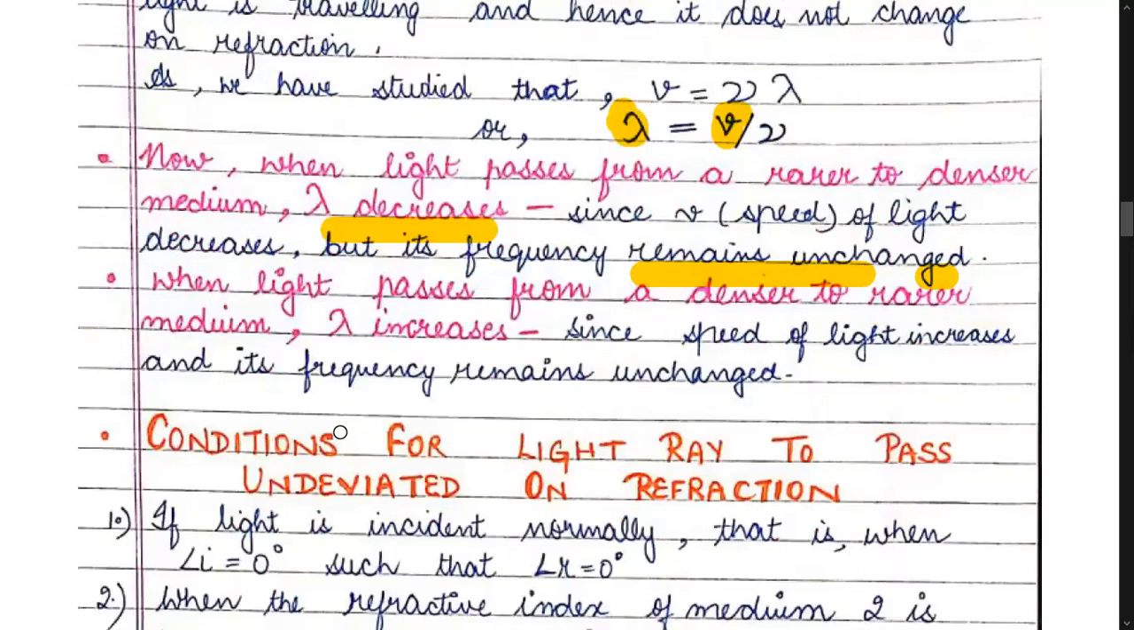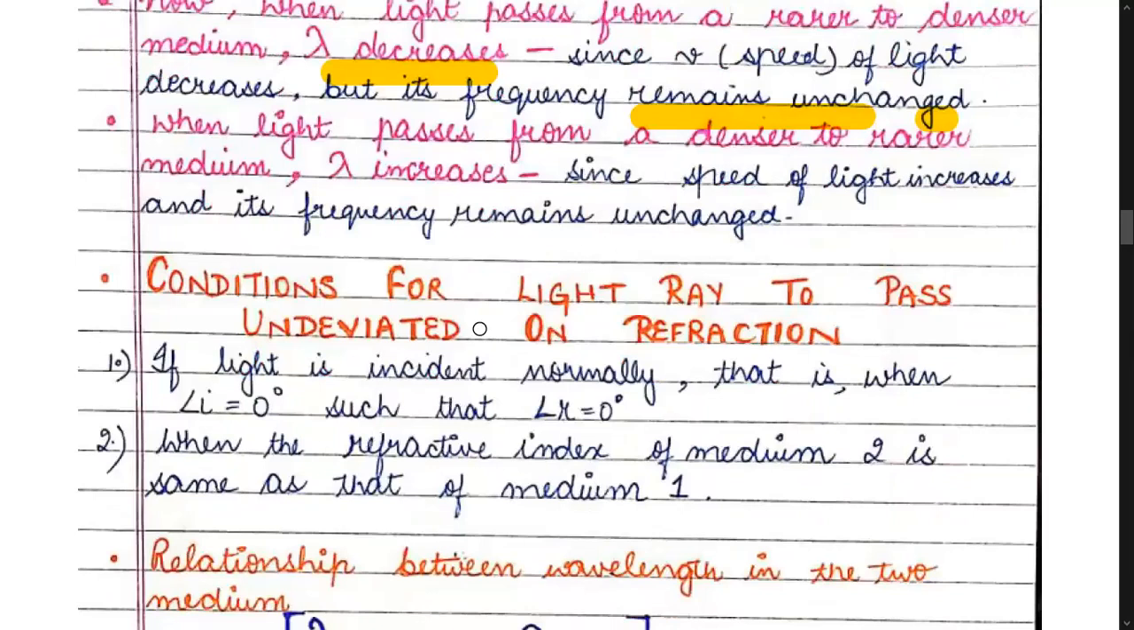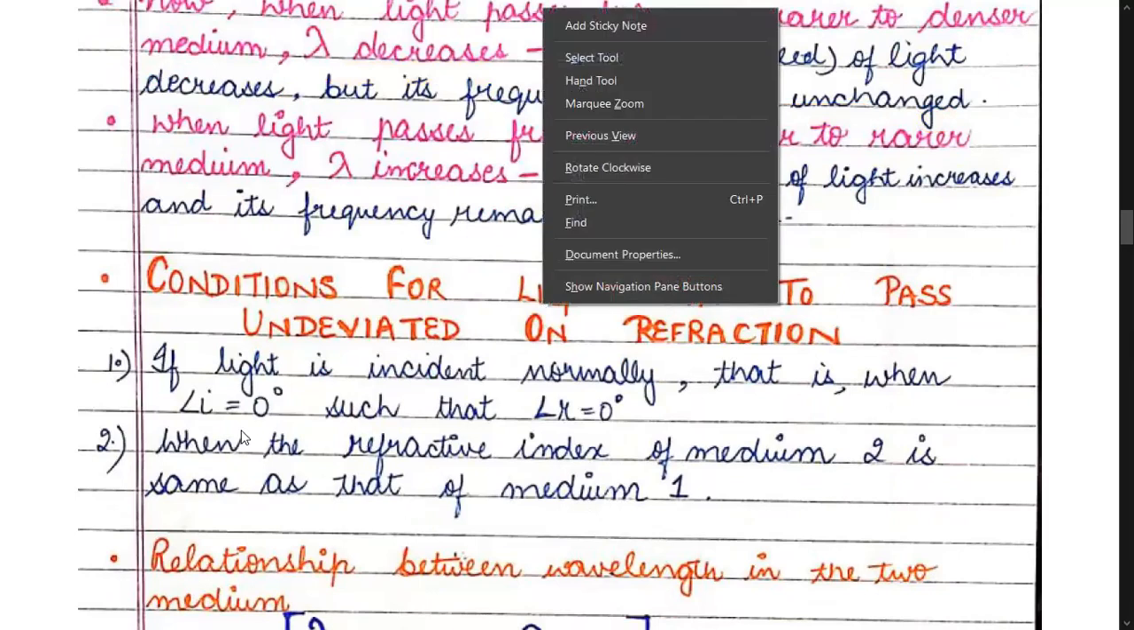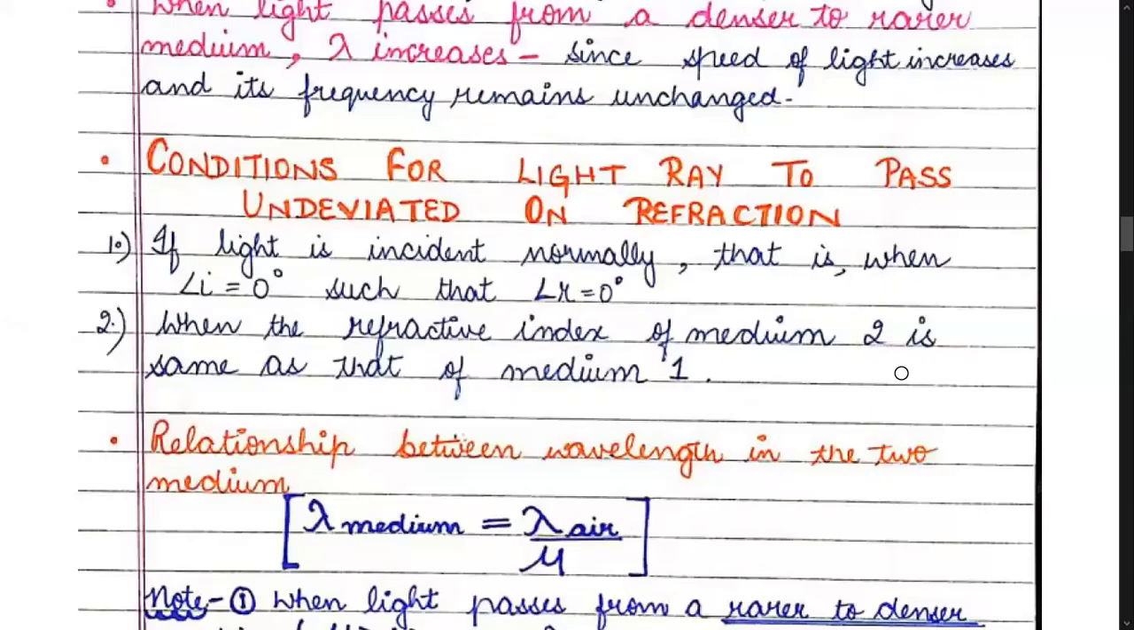Similarly, when light passes from a denser to rarer medium, its wavelength increases, since the speed of light increases, and again its frequency remains unchanged.